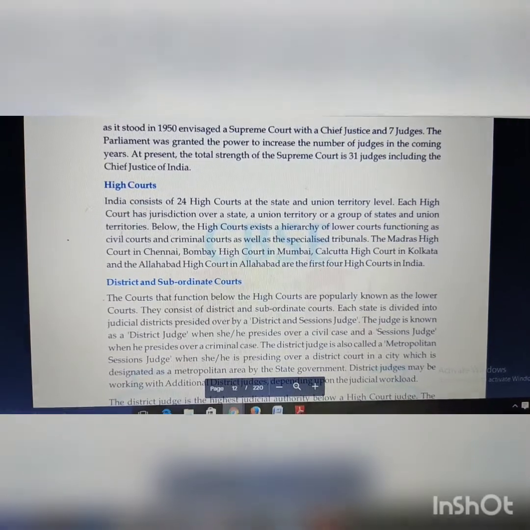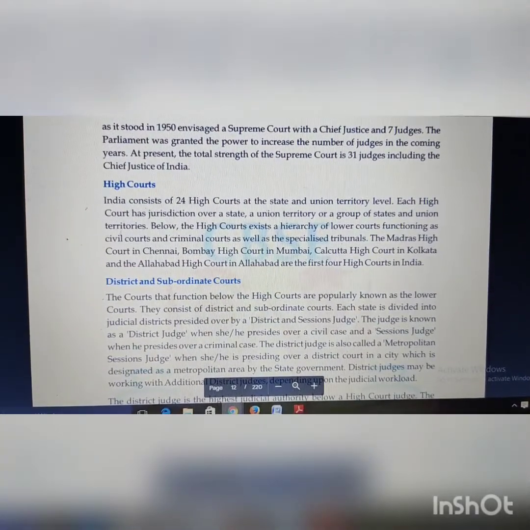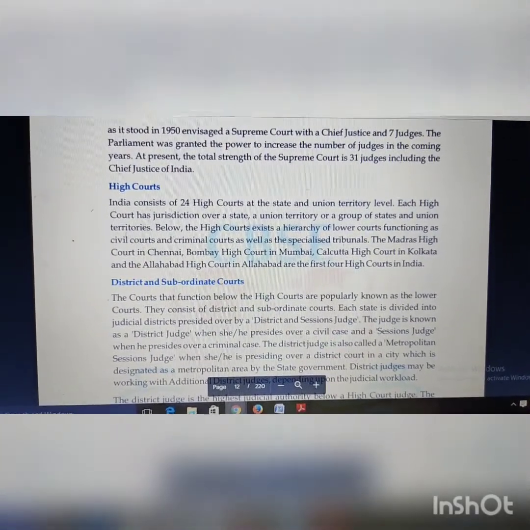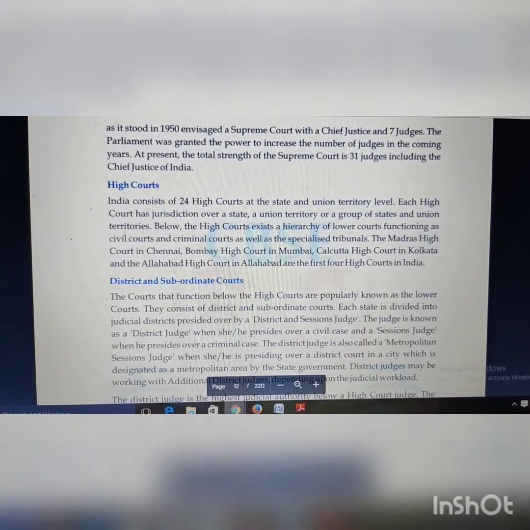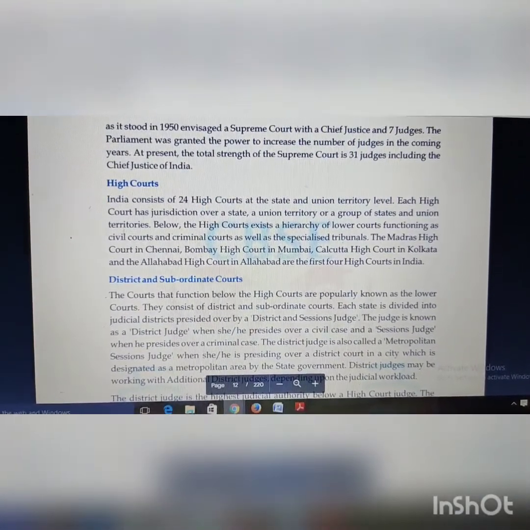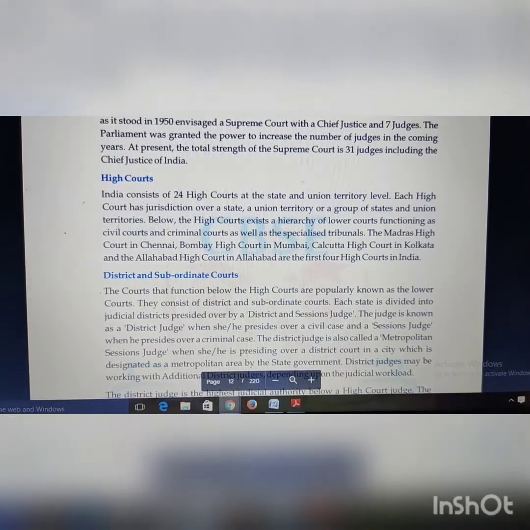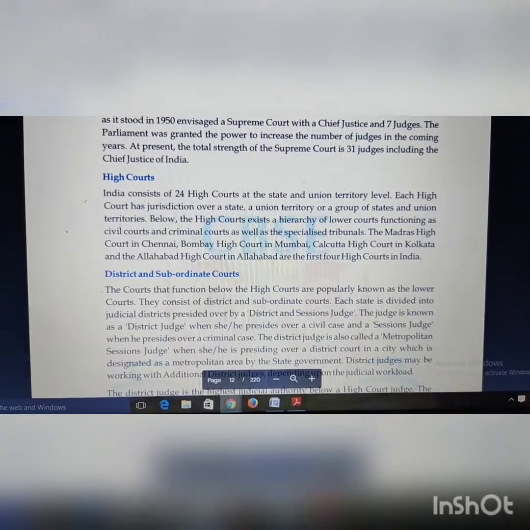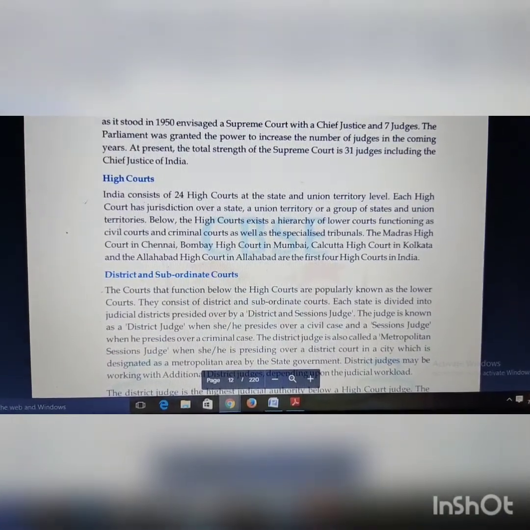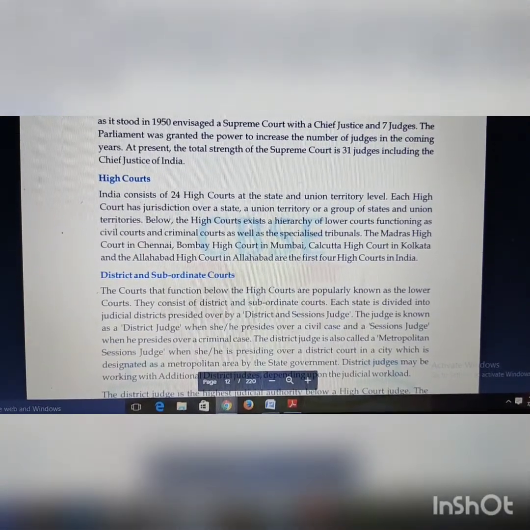At present, the total strength is 34 judges. It is written 31 in this book, but right now it is 34 judges, including the Chief Justice of India. Recently a bill came which further increased the number of judges in the Supreme Court, and now it is 34, including the Chief Justice of India.